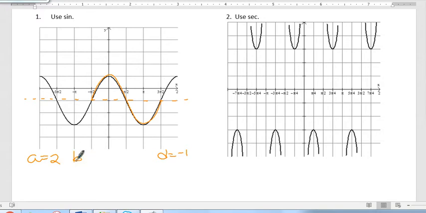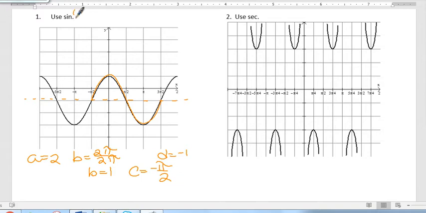To find your B value, you take the normal period for your trig function, for sine is 2 pi, divided by the current, so we get a B value of 1. If you have a B value of 1 and you see a phase shift, the phase shift will be what you see on the graph. So in this case, it got shifted negative pi over 2. So now we have all of our values.